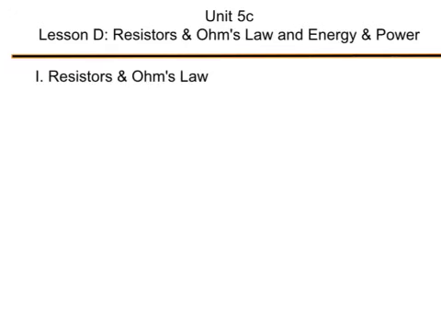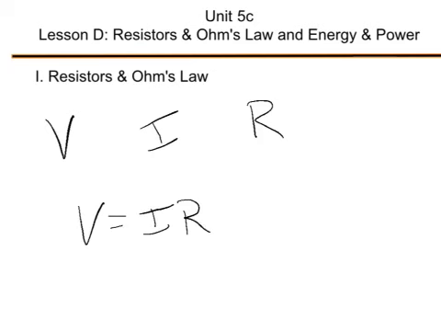Okay, so now we have three quantities that we can measure in a simple circuit. We have voltage, we have current, and we have resistance. Now when we put these together, we have a simple formula called Ohm's Law, which is V equals IR. This is Ohm's Law. And what it says, really simply, is that anytime we have a potential difference, we're going to get a current.